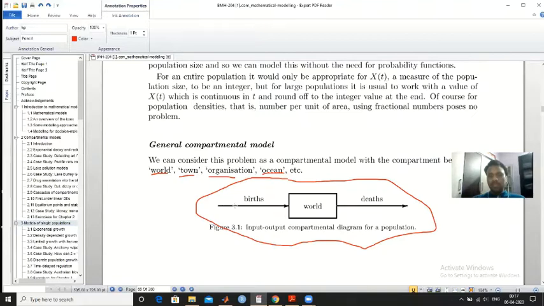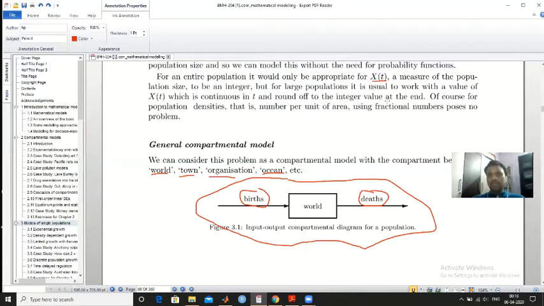And this is the incoming rate, and this is the out rate. Incoming rate is treated as the births, and the out rate is considered as the deaths in that population. This is the normal nomenclature in any dynamics. If we consider it in terms of population, then the incoming rate is known as the birth, and the outgoing rate is known as the death.